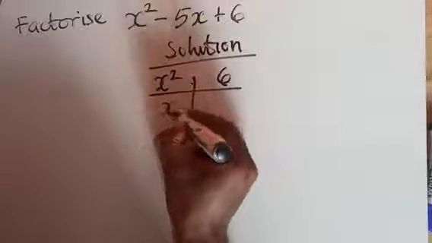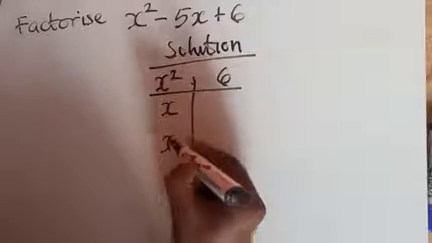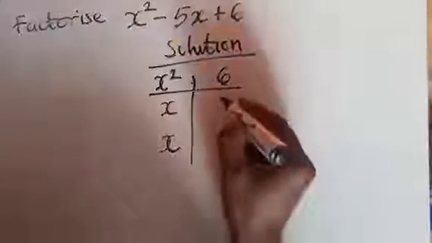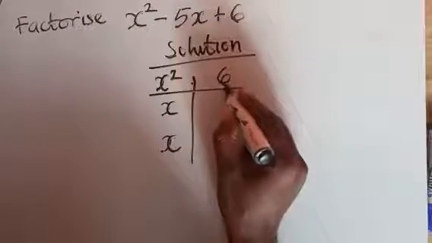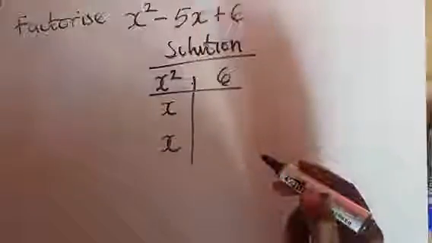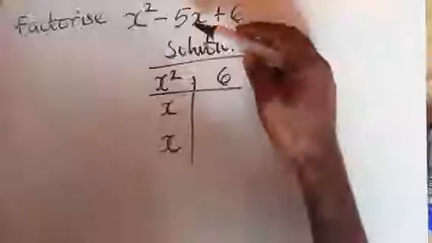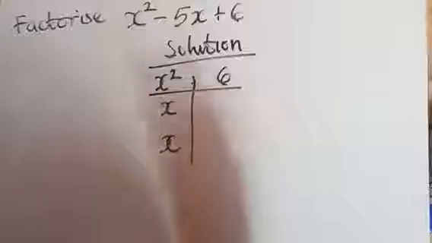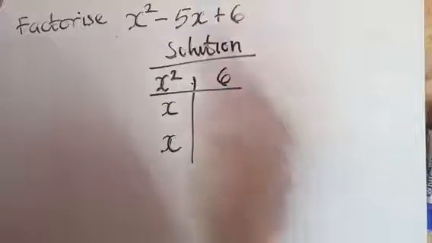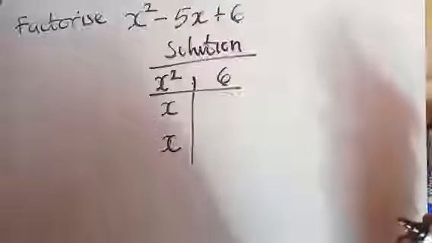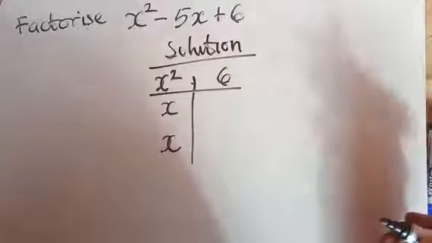Then what are the two variables that if I multiply I will get x squared? I know x times x; when we are multiplying we add the exponents. Then what are the two numbers that if I multiply I get positive 6? Bear in mind that when the two numbers are summed we must get negative 5x. 2 times 3 will give me 6. 2 plus 3 will give me positive 5 but not negative 5. So I just have to look at the alternate way.